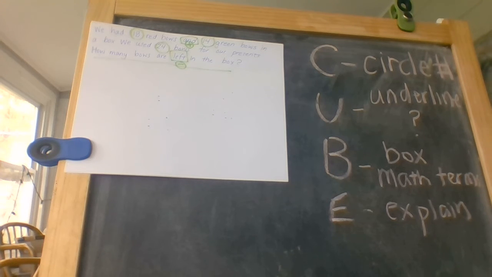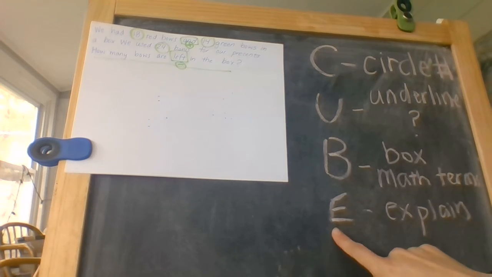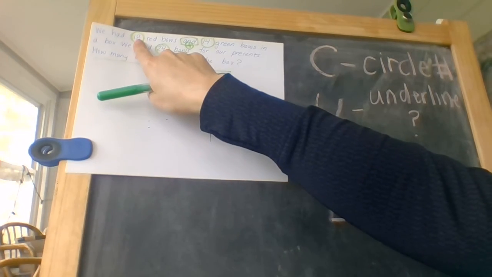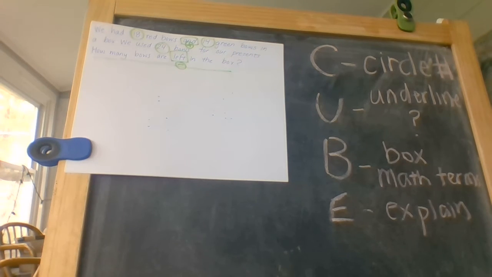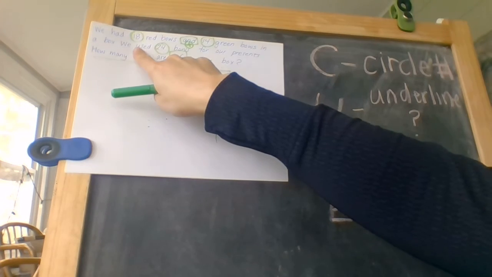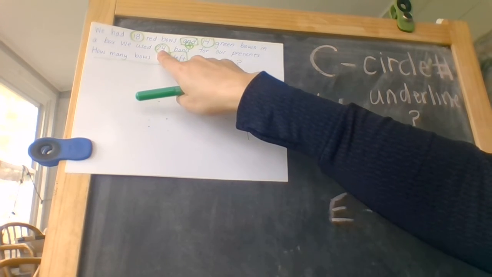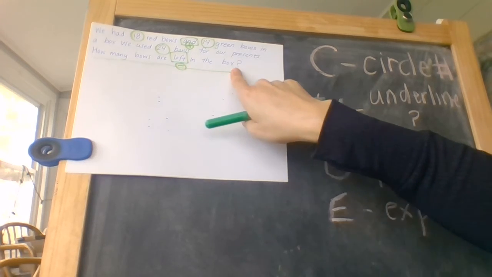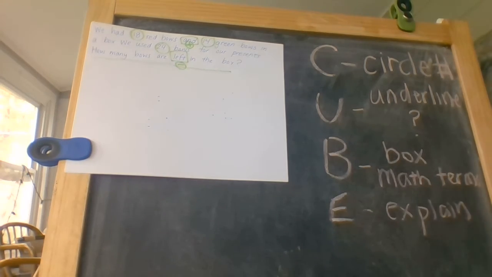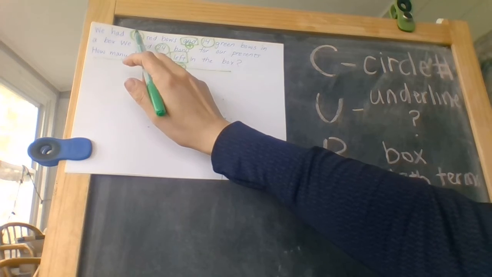So let's take a look at what we have to do. Let's explain it. E. I have to add my 18 red bows and my 14 green bows together because I need to know what I'm starting with. Then I'm going to take away the 24 bows we used to find out how many bows are left. So let's set that up, remembering my place value to line up my numbers.